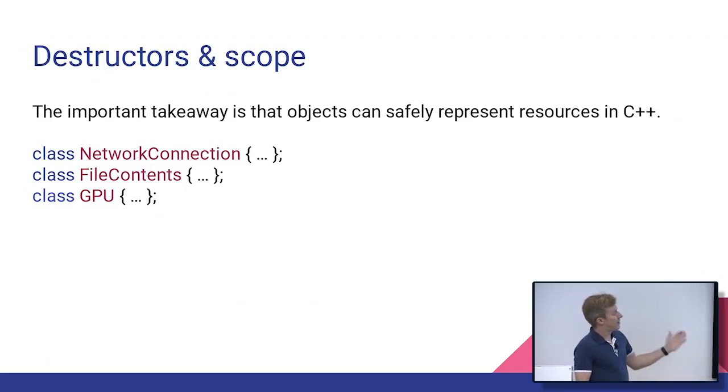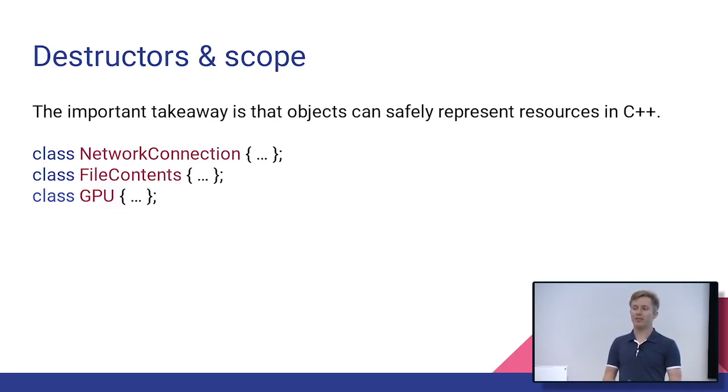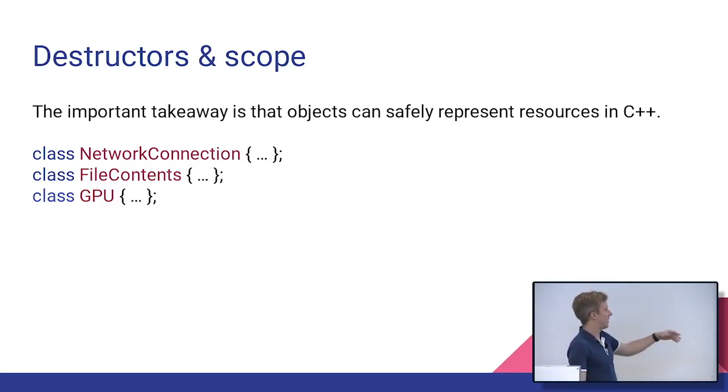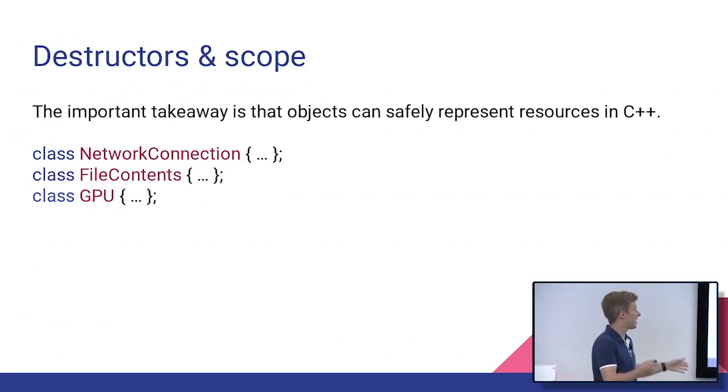So the idea here is that anytime you want to represent a resource, you now have the ability to do that. I gave examples: network connection, file. GPU is the one I'm going to use because that is less likely to throw an exception, and in Chrome code we don't use exceptions. So it fits the slides better.